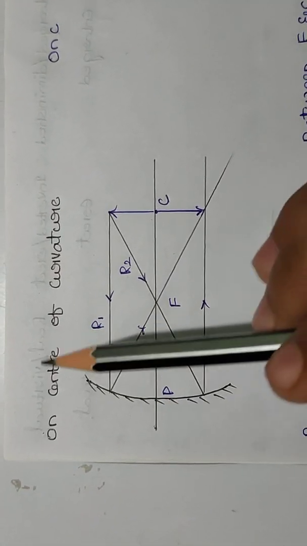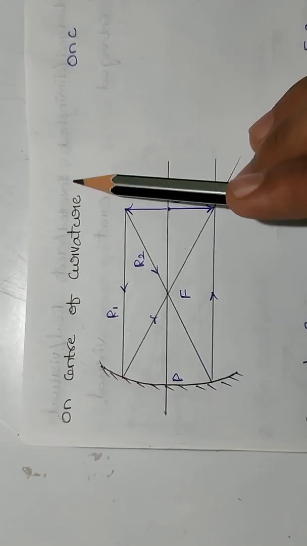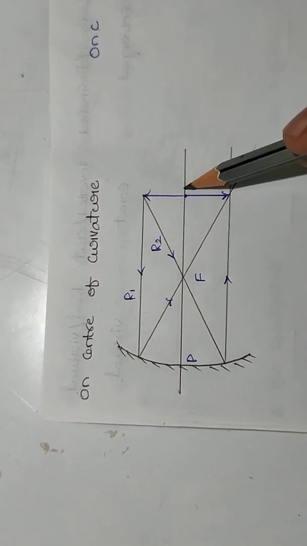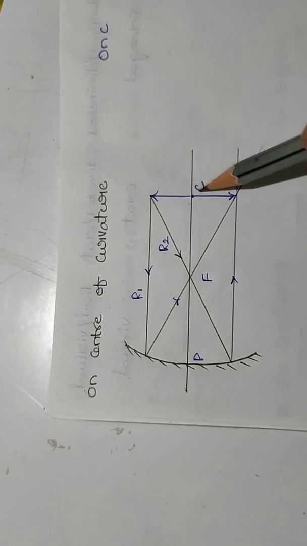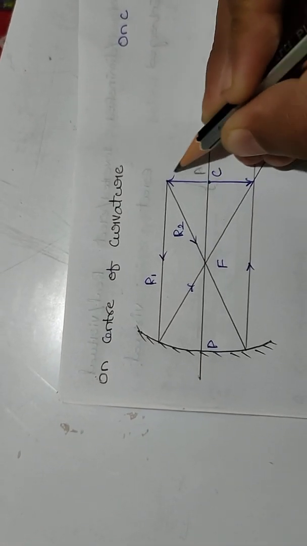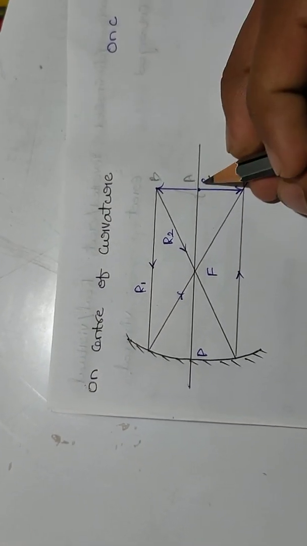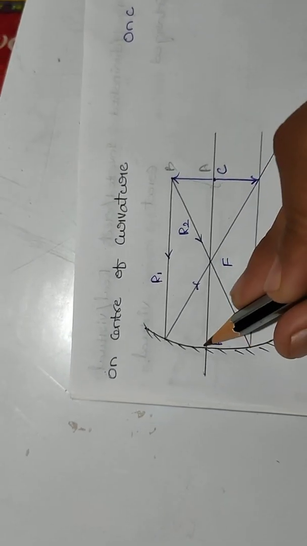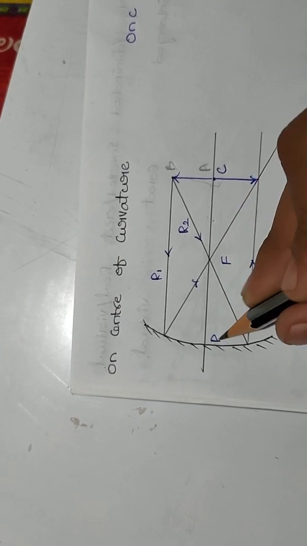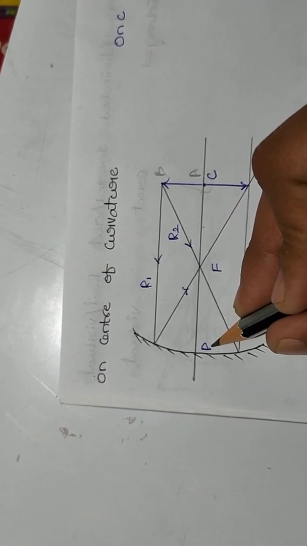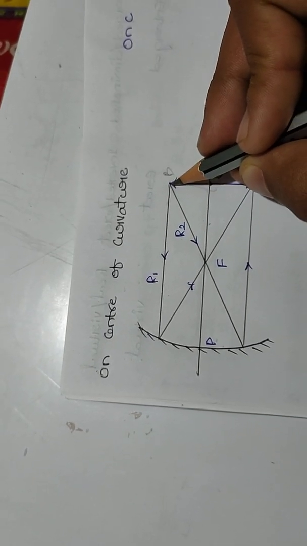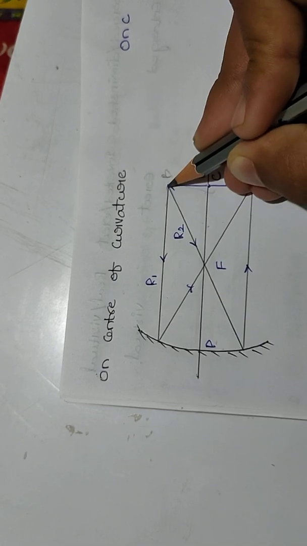Now we'll see one more condition, which is on the center of curvature. What if I place my object on the center of curvature? This is my center of curvature, and I am placing the object here. I can name this object as either A or B. This is my mirror, and this is the principal axis and the pole P. Now what if I project two rays from the tip of the object? From here to here is my object.